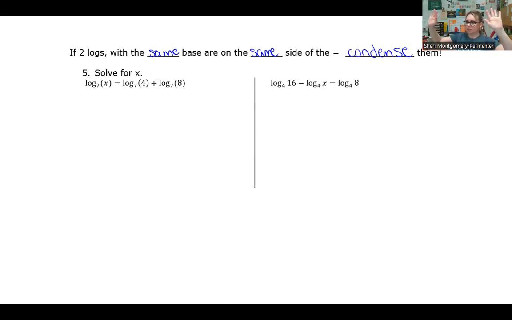You can't add or subtract anything. It has to be log equals log. And the problem here is that you've got log plus log. But that's okay because we know what to do. If I want to condense this, if I am adding, what do I do with the stuff inside when you're adding logs? Multiply. So that's what we're going to do. We're going to say that log base 7 is equal to 4 times 8. Well, what is 4 times 8? They're both numbers, so we could multiply it.